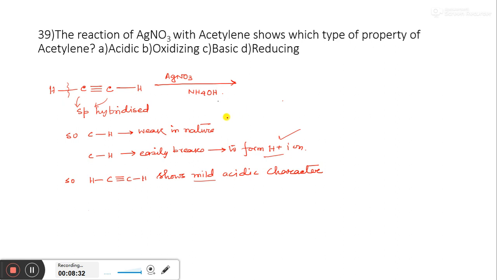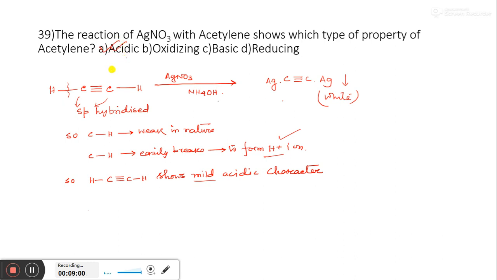That means the acetylene molecule can form H plus ion, and for this reason acetylene shows very mild acidic character. And when acetylene reacts with silver nitrate in presence of NH3, it forms silver acetylide. The two H atoms are substituted by silver atoms. Silver acetylide is formed as a white precipitate. So by this reaction we can prove that acetylene has mild acidic character. So option A is the correct one.